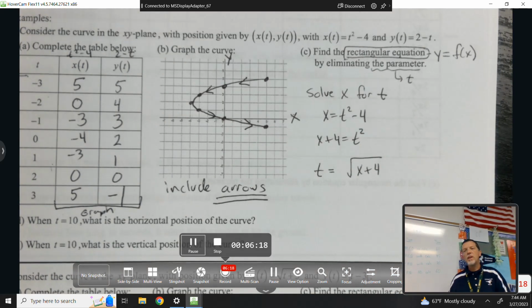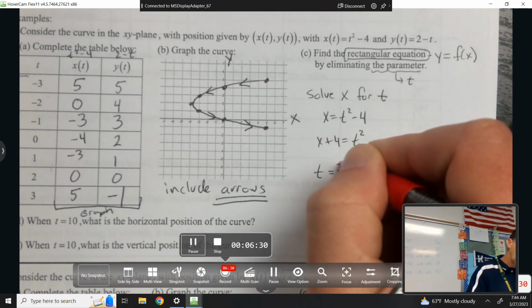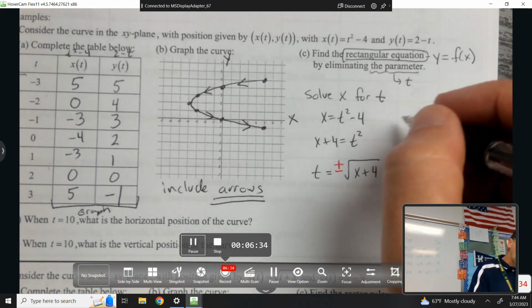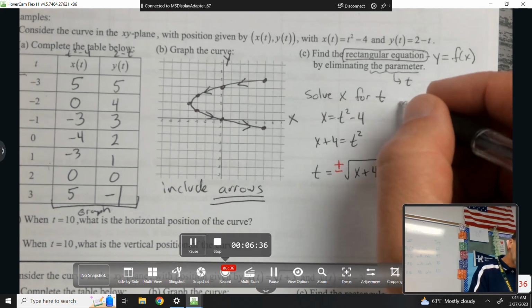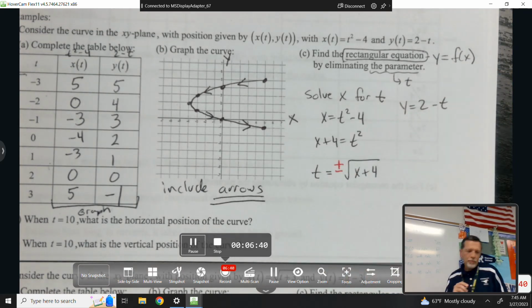Although something is going on that I intentionally forgot there. Plus or minus. You put the square roots on, you get the plus or minus. And then we'll substitute that in to the y equation.